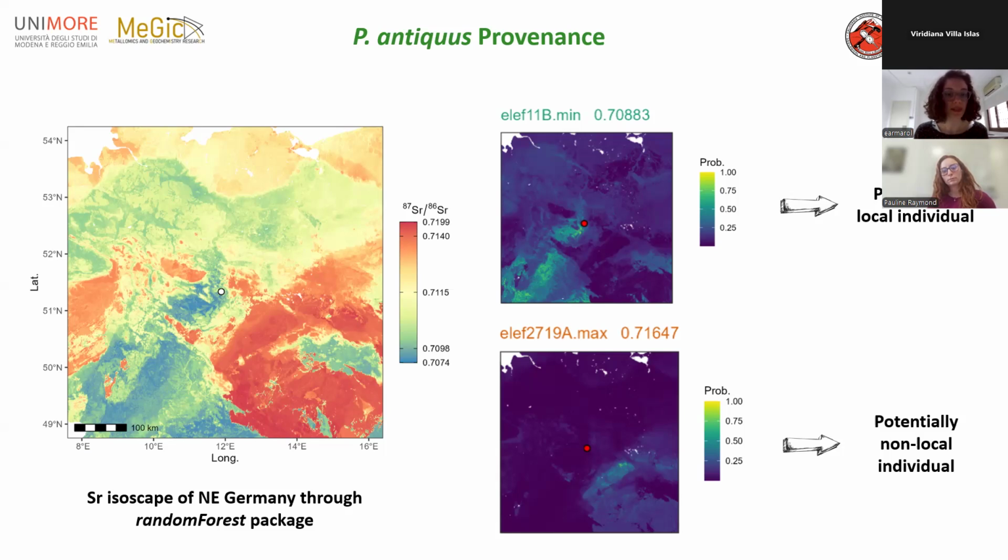And then, through a Bayesian approach, we estimated the origin of the elephants. Here is just the workflow to show you how it works. So the potentially local individual, as you see, has a value corresponding to the site of Neumark as the provenance. So the yellow areas, which are the most probable area of origin, correspond to the site, while in the other case, the highlighted areas are far away from the site.